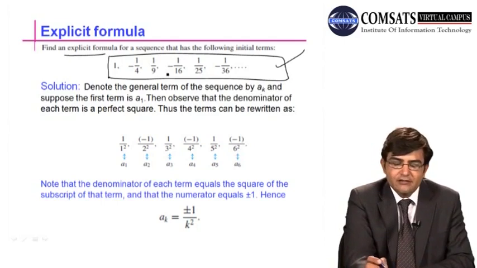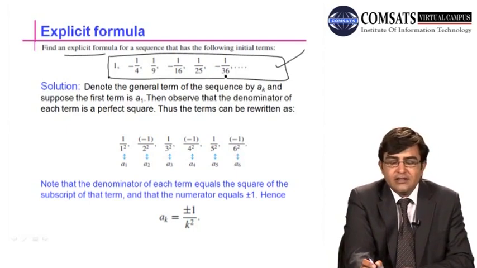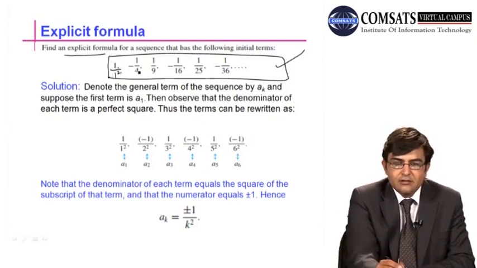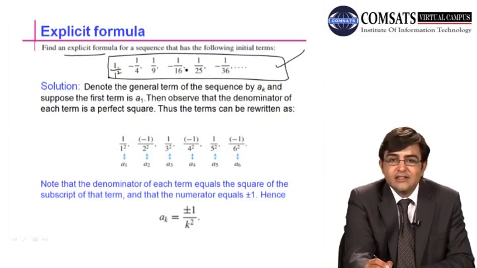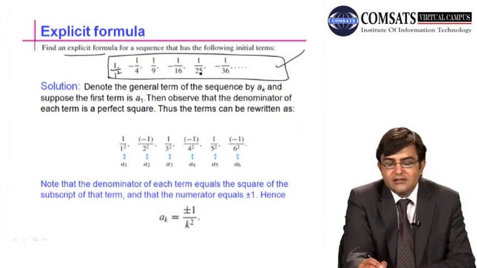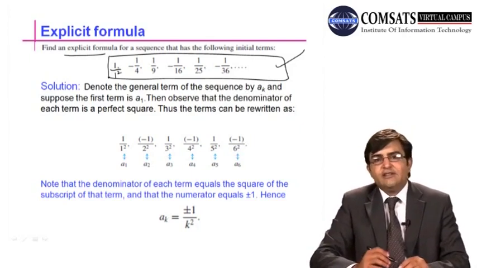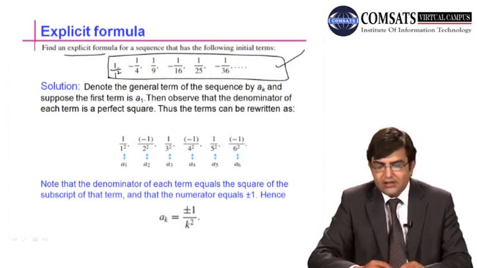The first thing I have observed in this sequence is that in the denominator we have squares of the integers. For example, this one can be written as 1 over 1 square. This is 1 over 2 square, and 2 square is 4. 1 over 3 square, 3 square is 9. 1 over 4 square, 4 square is 16. 1 over 25, this is 5 square. This is 6 square. So this is the first thing I have observed in this sequence. Writing an explicit formula or general formula of the sequence is not an easy task.